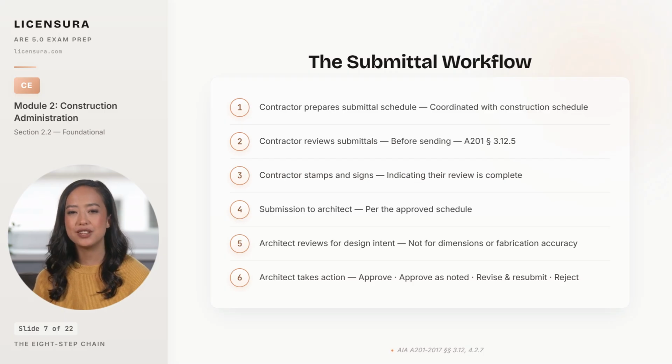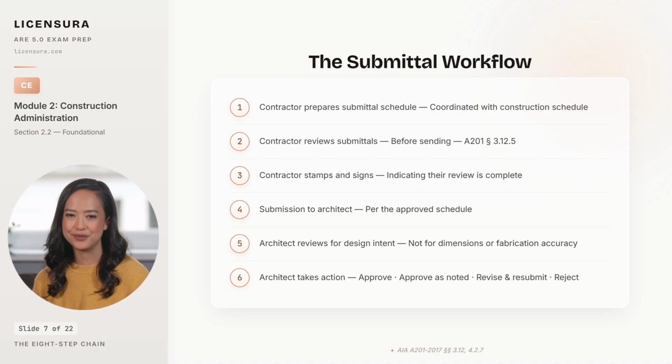Step 5. The architect reviews the submittal for conformance with design intent, not for fabrication-accurate dimensions, and not for means and methods. Step 6. The architect takes one of 4 actions: approve, approve as noted, revise and resubmit, or reject. Step 7. If revise or reject was the action, the contractor corrects the submittal and resubmits it.